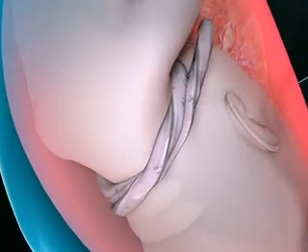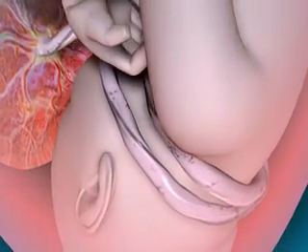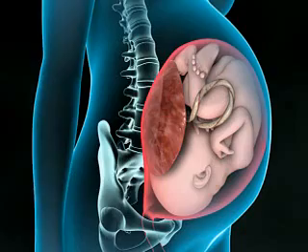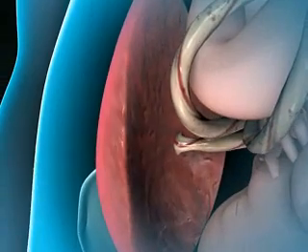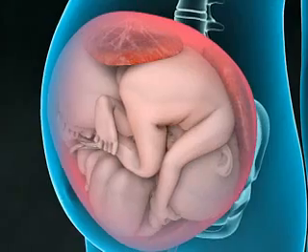Fetal distress occurs whenever the health of the baby is in imminent danger, usually from inadequate blood flow through the placenta or umbilical cord. Fetal distress can occur when the placenta separates from the wall of the uterus prior to delivery, or the umbilical cord becomes compressed or squeezed.